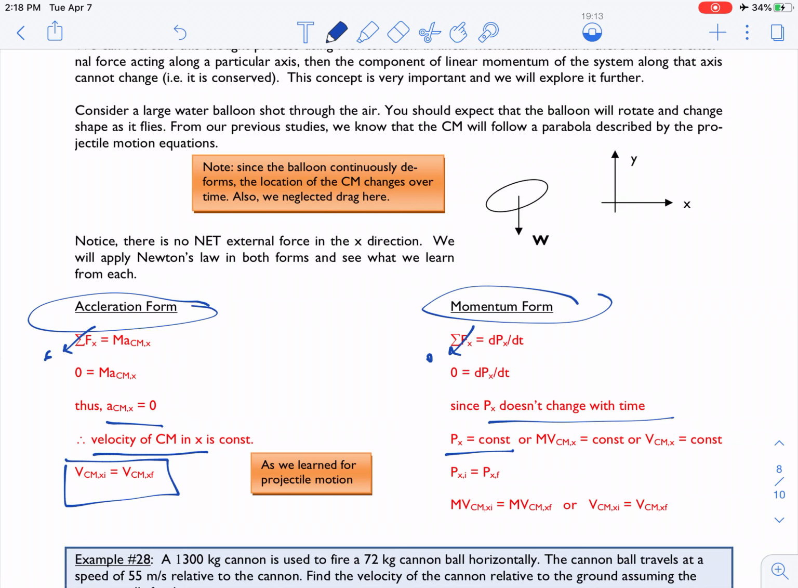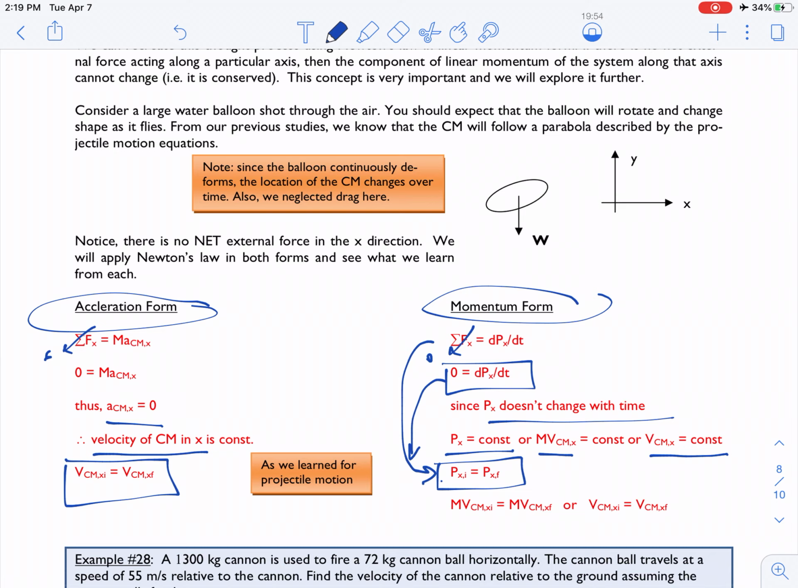What is momentum along the x direction? It can be written as mass times the velocity of the center of mass point along the x direction. Since mass is not changing, we can say that the velocity along the x direction is also constant. So when the net force is 0, this can be written as initial momentum along x equals final momentum along x. This is the conservation of momentum, and it comes from the second law in momentum form.